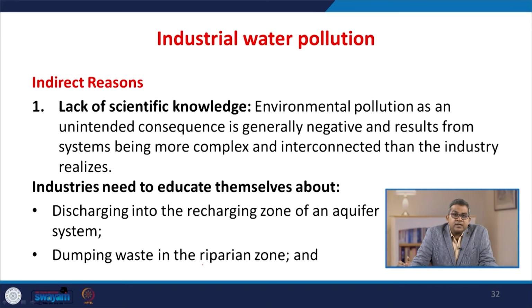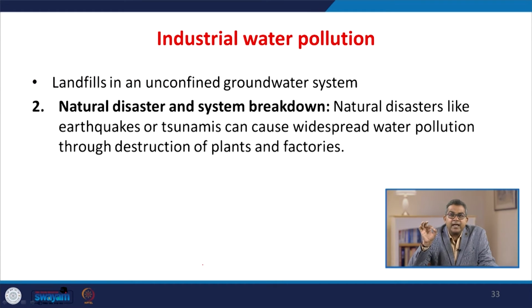One reason is the lack of scientific knowledge. Environmental pollution as an unintended consequence is generally negative and results from systems being more complex and interconnected than industry realizes. Industry needs to educate itself about discharging into the recharging zone of an aquifer system, dumping waste in the riparian zone, and landfill in an unconfined groundwater system, because the toxic components can leach out to the groundwater system.